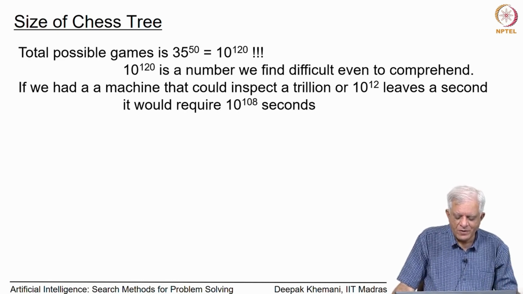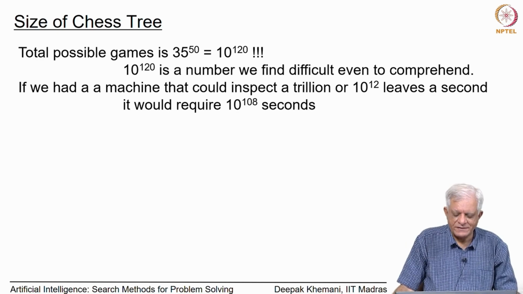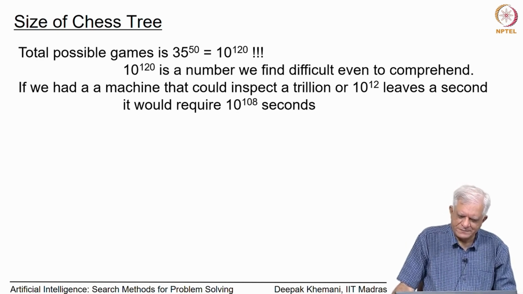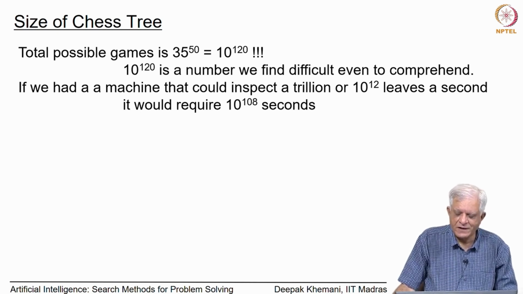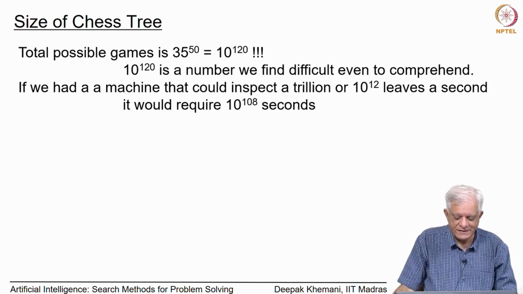So, since we are working in powers of 10, we will assume that our calculations are all powers of 10. So, we will assume that a second has 100, a minute has 100 seconds, and an hour has 100 minutes, and so on, just to take a more conservative approach and see how long it would take for us to compute or analyze the complete chess tree.